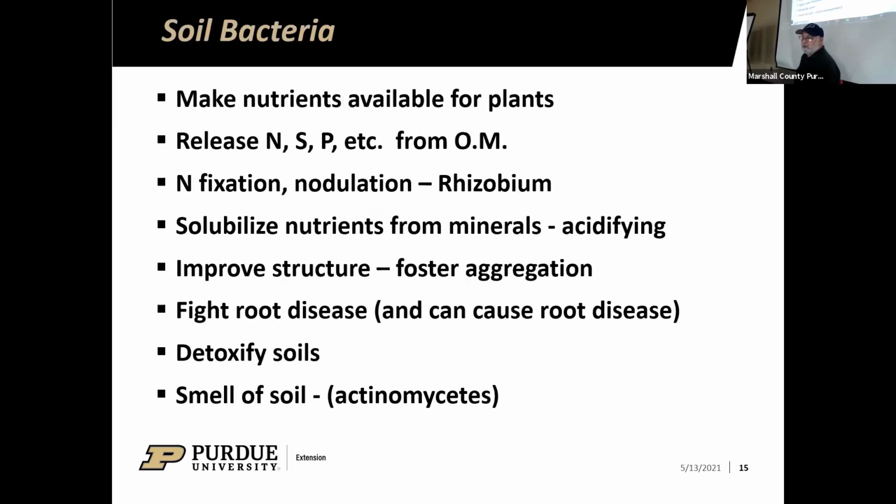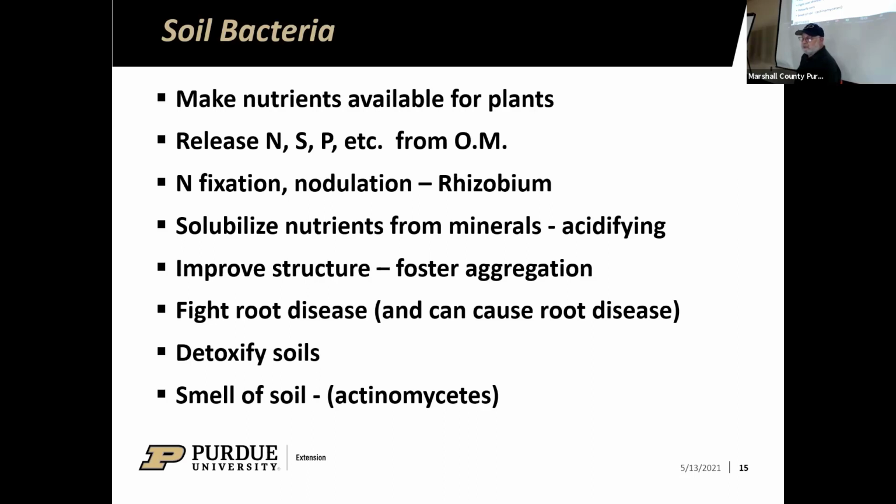Bacteria is one of the major ones that do a lot for us. They're helping to make nutrients available for our plants. They release nitrogen, sulfur, phosphorus, and other nutrients from the organic matter. There are different types of rhizobia bacteria, and that's why when you're growing legumes, you've got to match the right rhizobia with the plant you're growing, so that nodulation and nitrogen fixation can occur through that positive, symbiotic relationship with the plant.